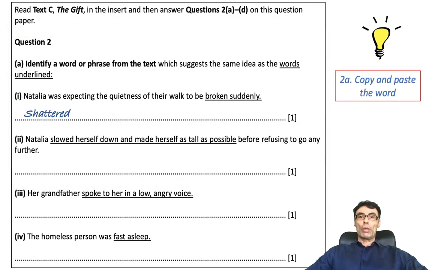Slowed herself down and made herself as tall as possible. Spoke to her in a low angry voice and the homeless person was fast asleep. I'm doing them all together now, but obviously in the exam, find them one at a time. So let's take a look for them.